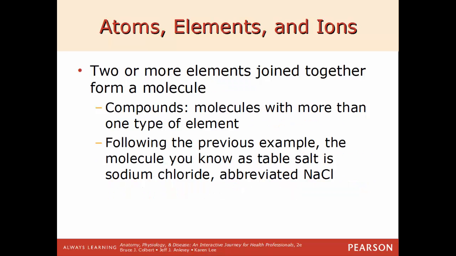Whenever you have two or more elements joined together, they form a molecule. And some examples of molecules: a compound is when you have more than one type of element. A very common example is water, H2O. You have hydrogen and oxygen, two different elements combining together to form a compound. And one example we'll talk about in this chapter and also in future chapters, sodium chloride, NaCl, which is the common example of table salt, the sodium chloride.